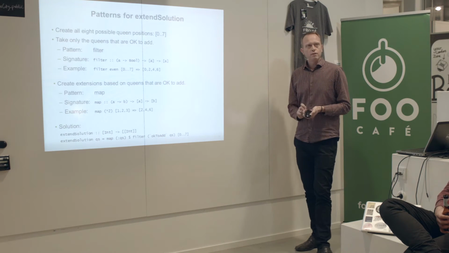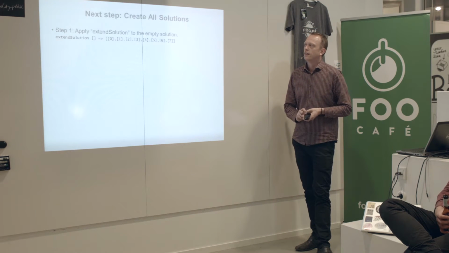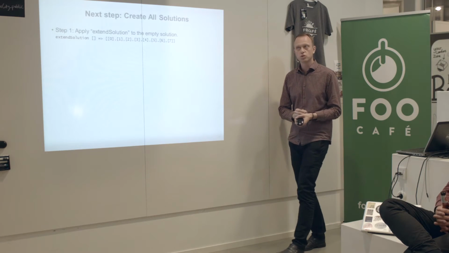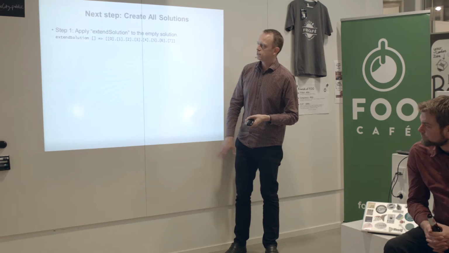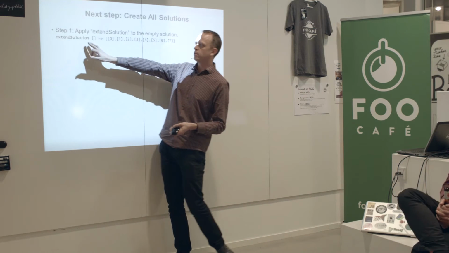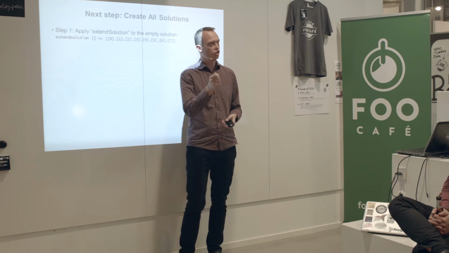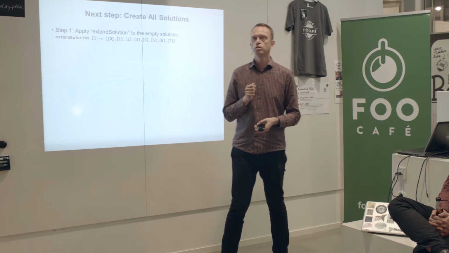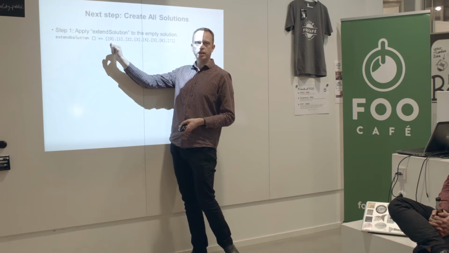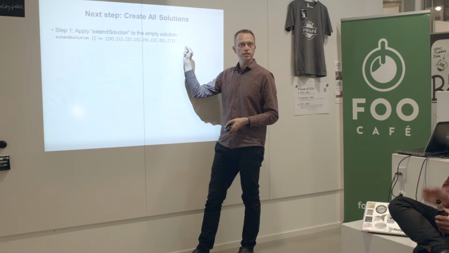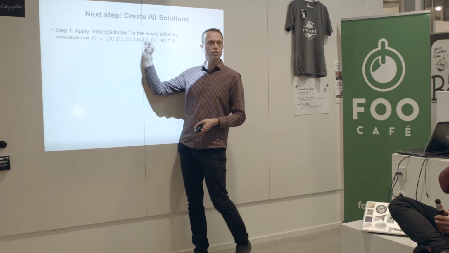All right, so now we have a function that extends a solution. The next step would be to actually use this. So let's just look at how this should be performed. This is what I would get if I apply extend solution to the starting point I had, namely the empty solution. What I would get then is all the different ways I can have placed one queen on the board, which is, of course, all the different 8 positions.